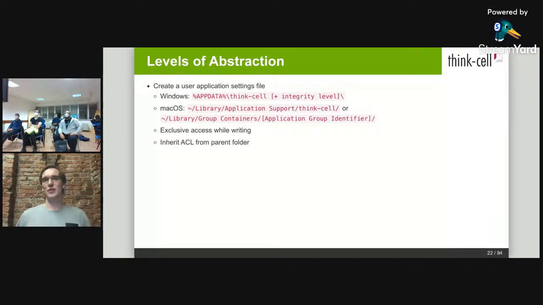On Windows, processes can run with different integrity levels, even if they're running as the same user. And that could mean that if a process is run with a high integrity level first and it writes settings, then it's run with a lower integrity level later, it can't read the settings we have just written. So maybe we want to encode the integrity level in the folder name.